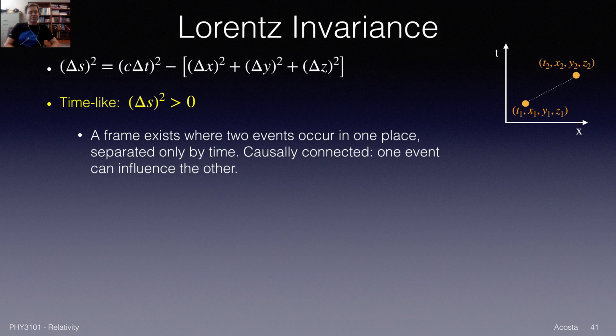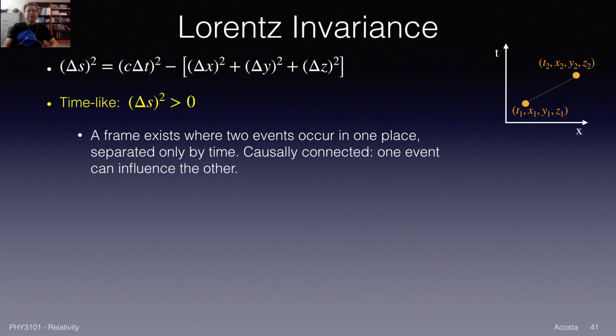And when this is positive, it implies that there is a reference frame, an inertial frame, that exists where those two events occur in one place, i.e. in the rest frame, and they're separated only by time. Therefore, they are causally connected. One event can influence the other.